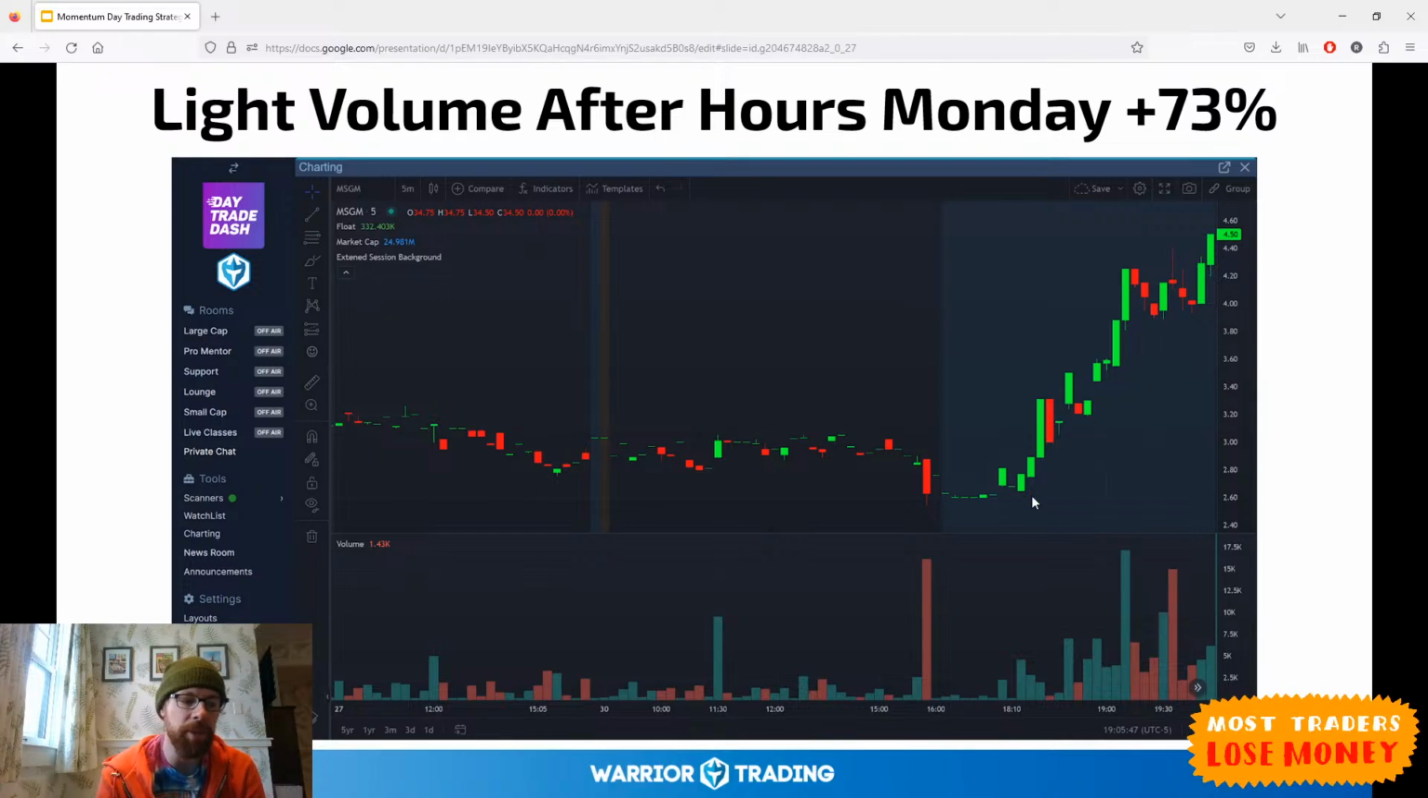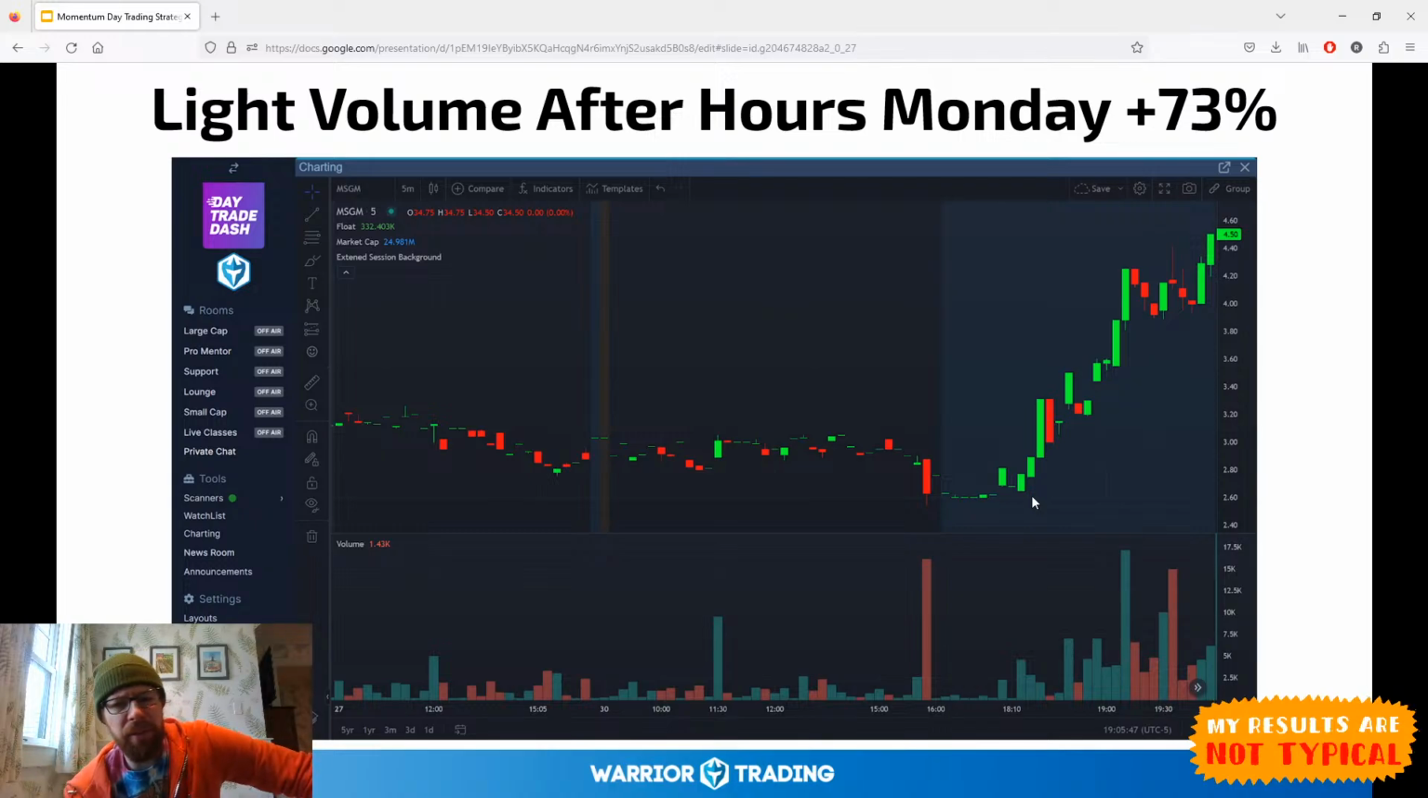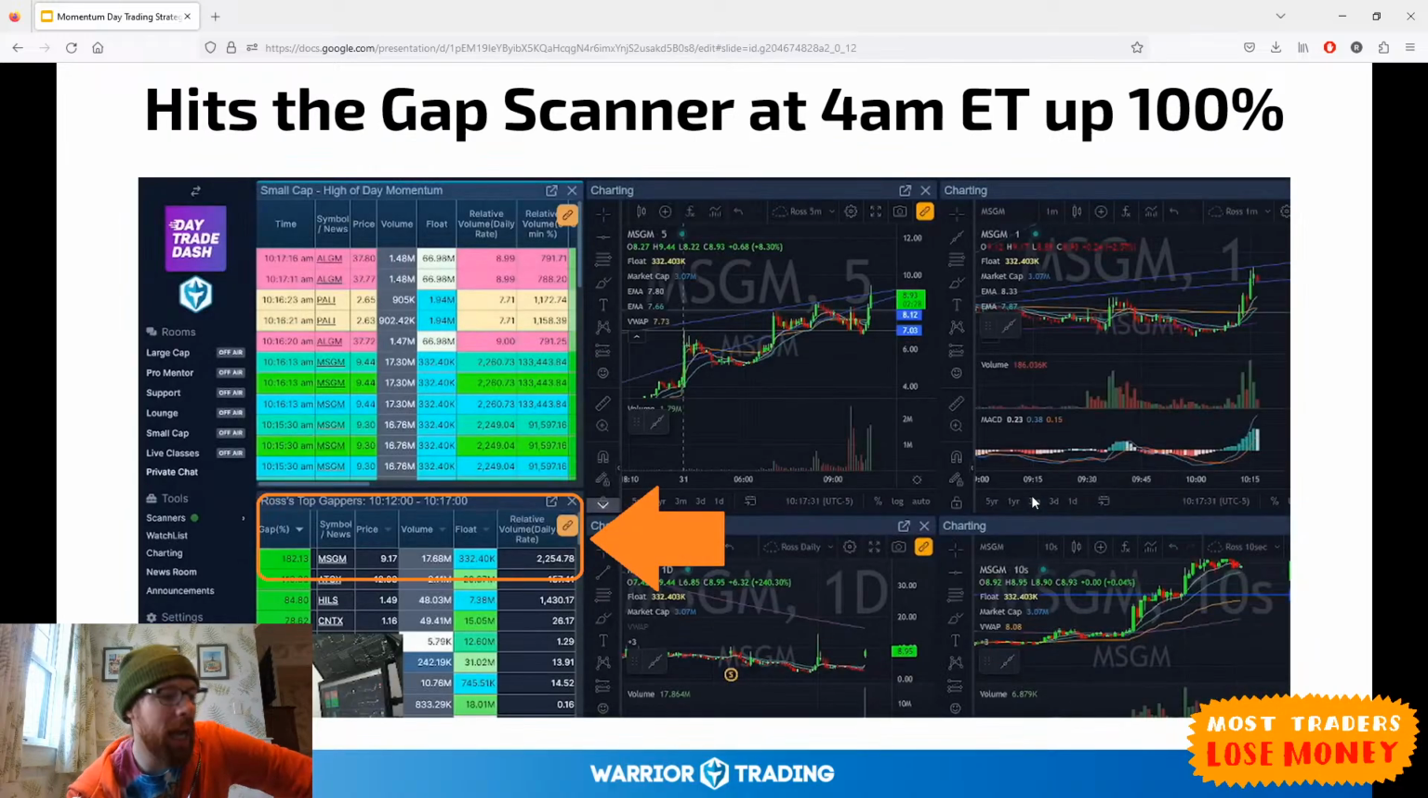That's pretty impressive. But the news was dropped at like 4 o'clock, so it was after hours. Usually after hours has very light volume. And certainly people saw it because it went up 73%, but not a ton. The next morning at 4 a.m., it's on the gap scanner right here. It ended up gapping up 182%.